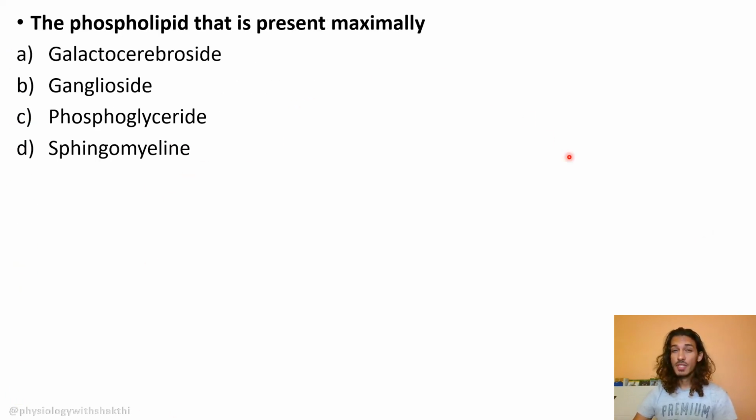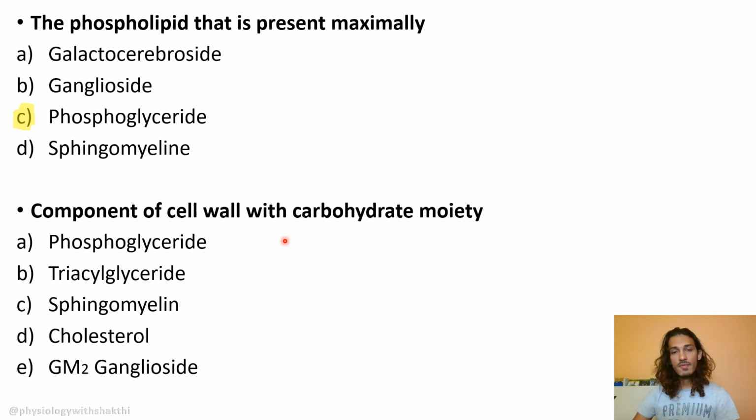The phospholipid present maximally: we had seen this, phosphoglyceride is the answer. That includes phosphatidylethanolamine, serine, and choline, so that is your major component. Next, components involved with carbohydrate moiety. Phosphoglyceride, triacylglyceride, cholesterol, no. Sphingomyelin, no, that is choline and all. So ganglioside and galactocerebroside have some carbohydrate element in them. Here the answer is going to be ganglioside.